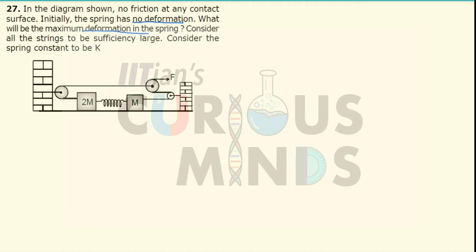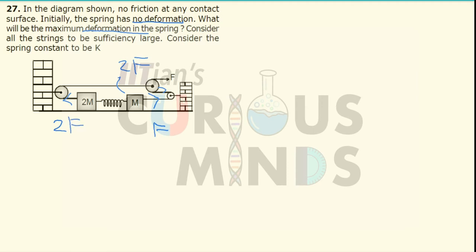If F is the force over here, the same force will act along this point and the same force will pull the mass M in the right hand side direction. Now if F is the force over here, 2F force will act along this direction and the same 2F force will pull the 2M mass in the left hand side direction.